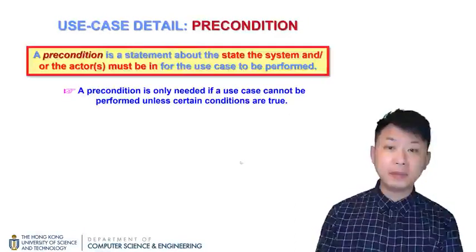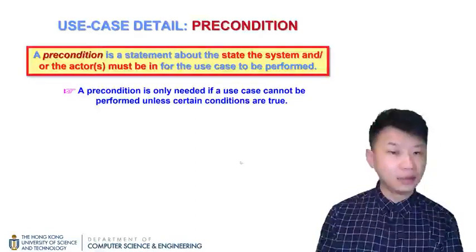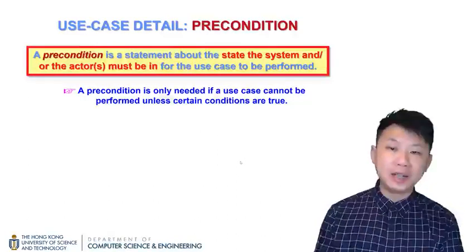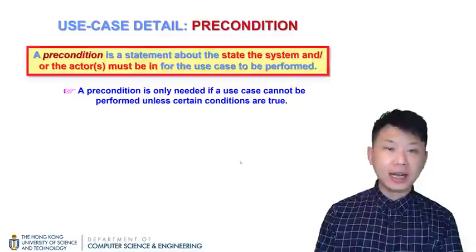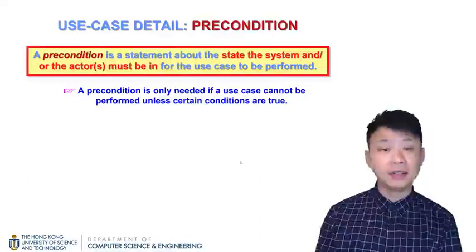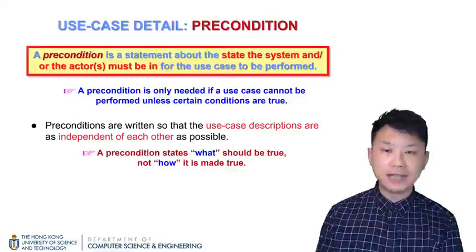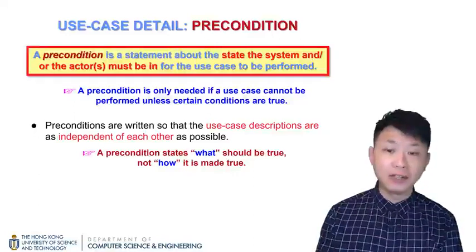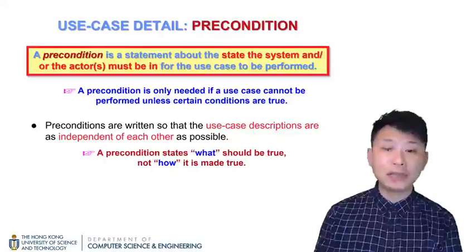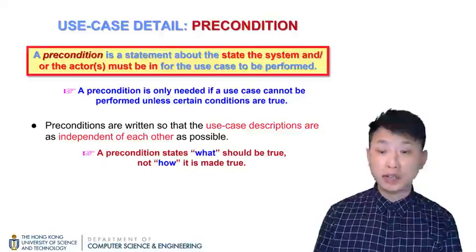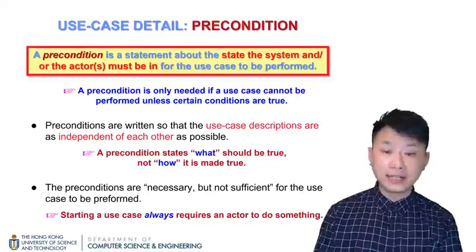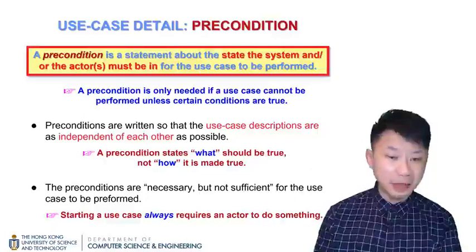So a precondition is a statement about the state that the system or the actor must be in for the use case to be performed. So some condition that you need to achieve before you can execute the use case. And a precondition is only needed if a use case cannot be performed unless certain conditions are achieved. Preconditions are written so that the use case descriptions are as independent of each other as possible. So we consider each use case independent of each other when we come up with the use case specifications. And a precondition states what should be true, but not how to make it true within a use case specification. So preconditions are necessary but not sufficient for the use case to be performed.